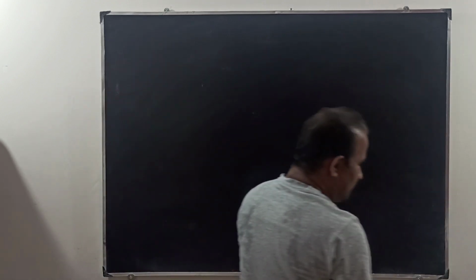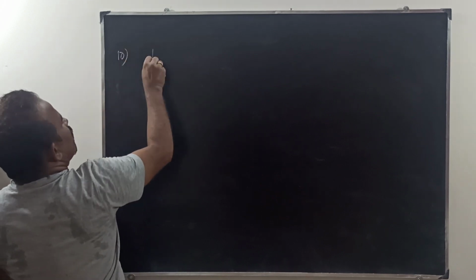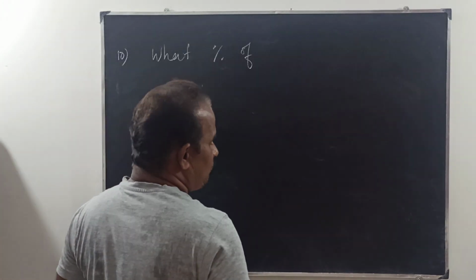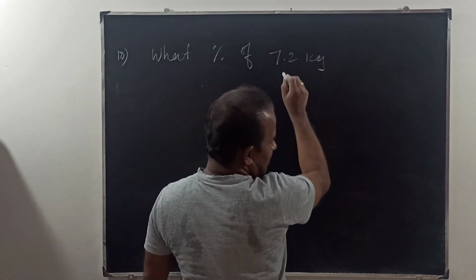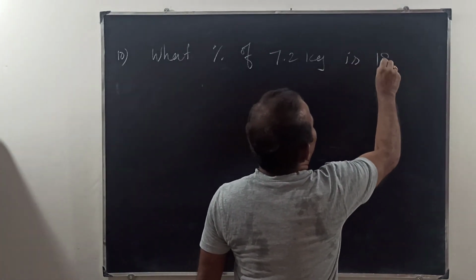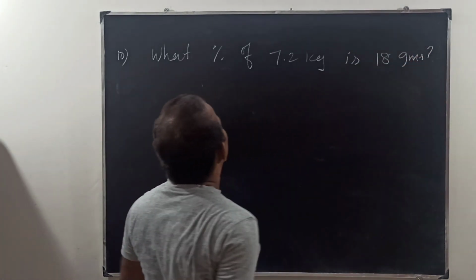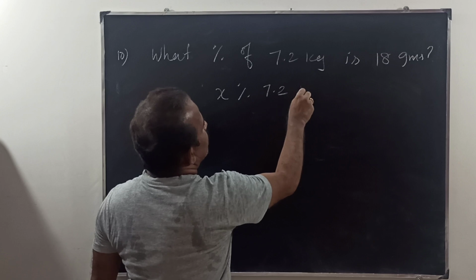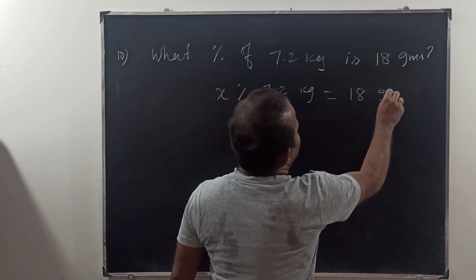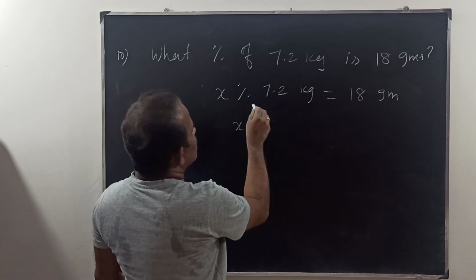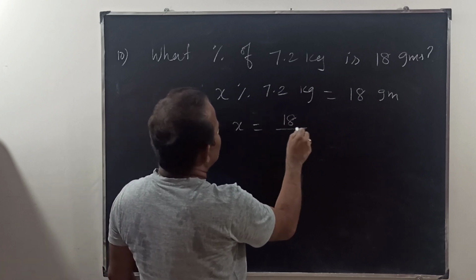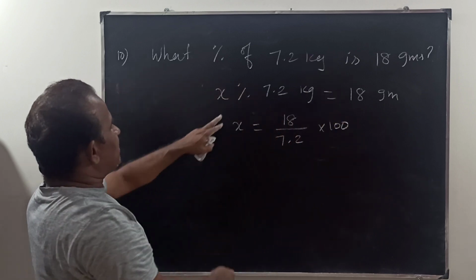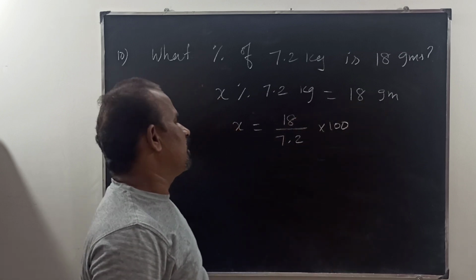Next question, question number 10: what percentage of 7.2 kg is 18 grams? X percentage of 7.2 kg is equal to 18 grams. Therefore, X is equal to 18 by 7.2 into 100, percentage is 1 by 100, so here I can write 100 into 100.